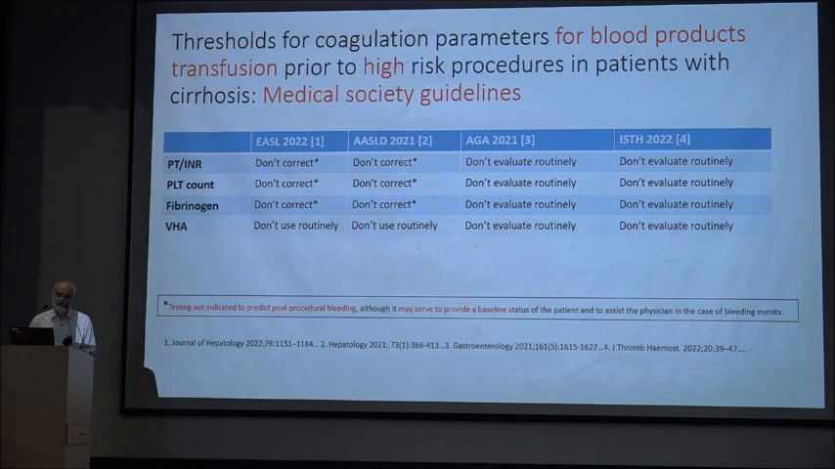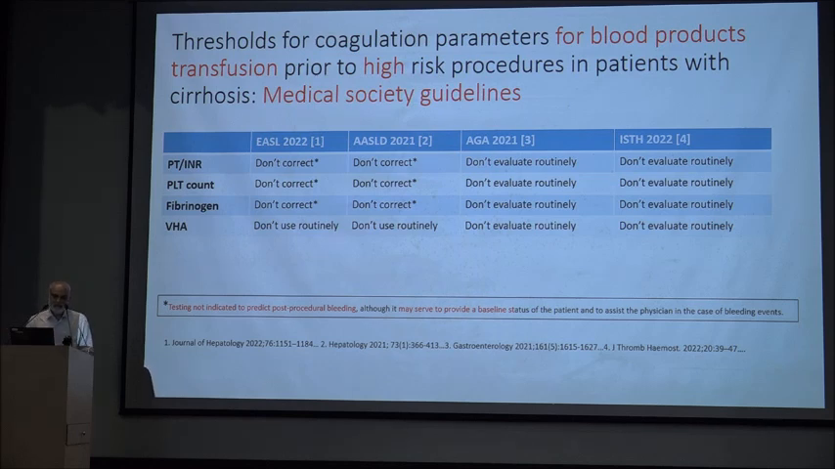Now, these are the medical society guidelines: EASL, AASLD, AGA, and Transfusion Medicine Society guidelines. Some societies say don't correct, and some even say there is no need to evaluate routinely before procedures. Why? Because whether you take conventional coagulation tests, ROTEM or TEG, these do not accurately predict the risk of bleeding. Risk of bleeding is determined by the severity of the disease, associated comorbidities, antiplatelets, and so forth.